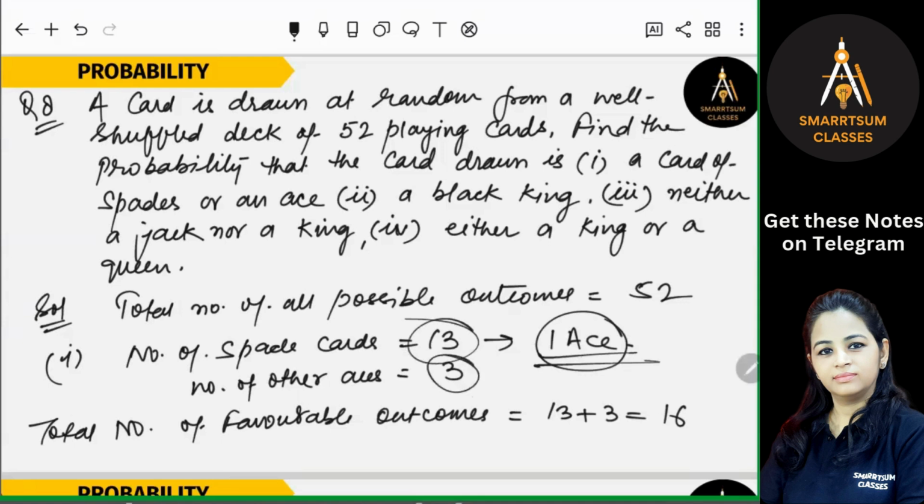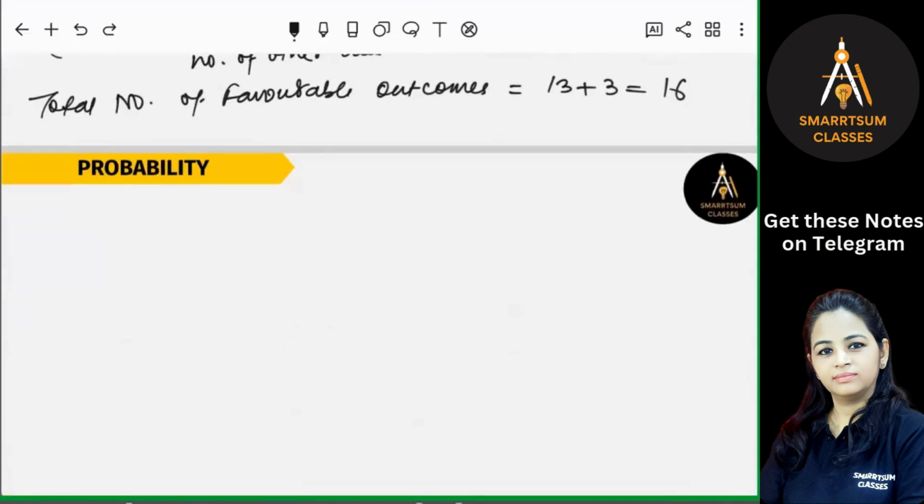And 3, there are more aces of different suits. So that's the total number of favorable outcomes for this event to happen. What is the event here? The event is that a card is a spade or an ace, right? We are finding the probability of this event to happen, and the number of favorable outcomes is 16.